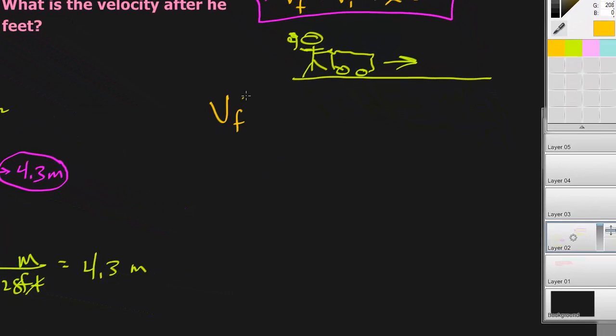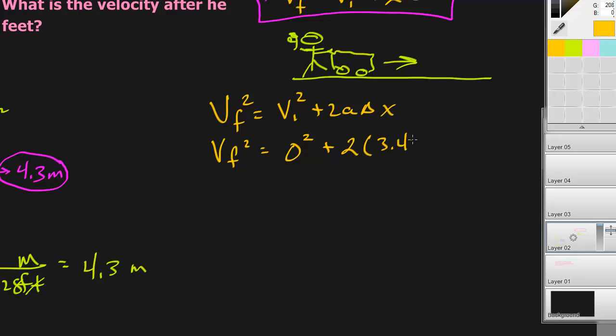So let's do this. Start with the formula. I'm going to rewrite it. And if you were timing me just now, that probably took about 5 seconds to actually write that. So it doesn't take very long. Plugging everything in. We don't know Vf, and that's Vf squared. Vi is 0, so that's 0 squared, which is going to be 0. So this is just going to be 2a delta x. So it's 2 times a, which is 3.4 meters per second squared, times 4.3 meters.